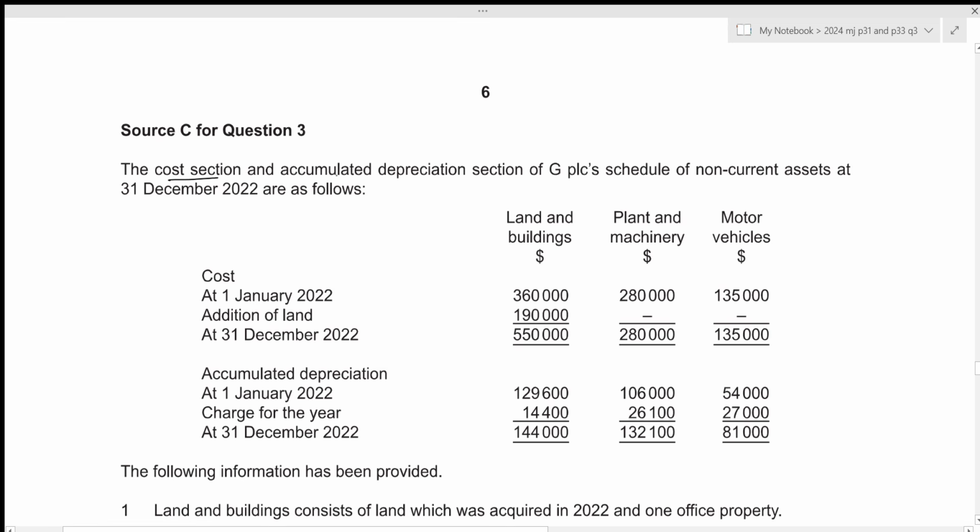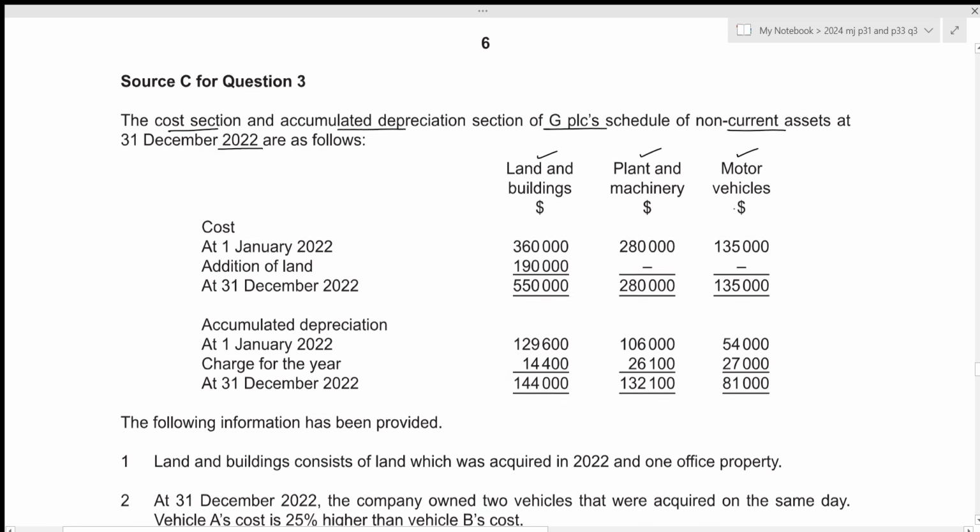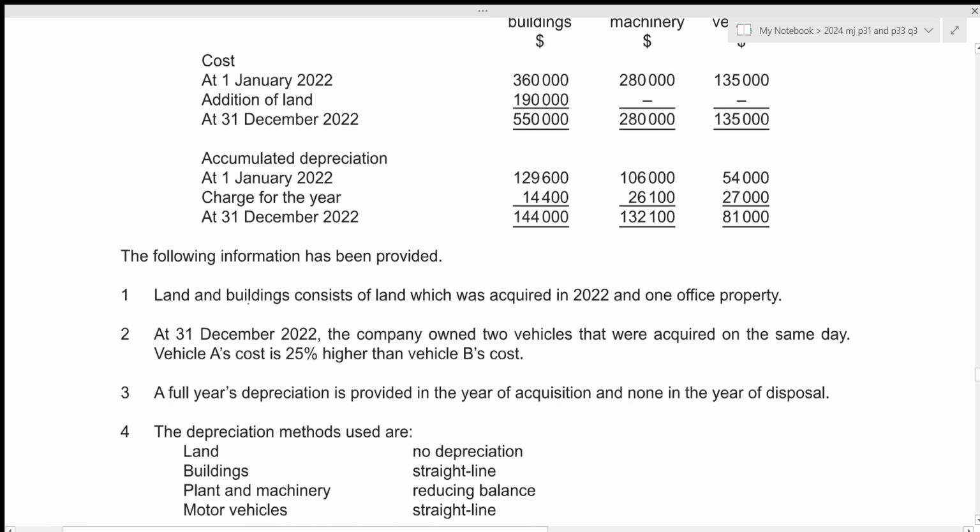The cost section and accumulated depreciation section of GPLC's schedule of non-current assets at 31st December 2022 are as follows. We have land and buildings, plant and machinery, and motor vehicles, and these are for the year 2022. The following information has been provided. Land and buildings consists of land which was acquired in 2022 and one office property. Okay, so this is for the year 2022 itself, and we have been given addition of land right here. So land has the cost of 190,000, and this 360,000 is for the office property.